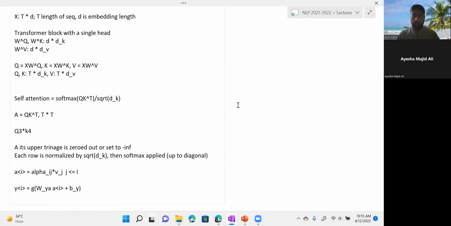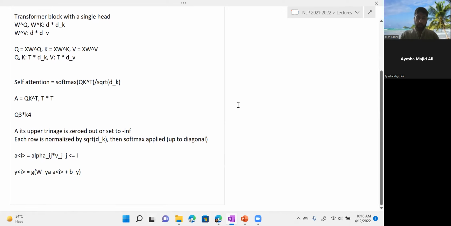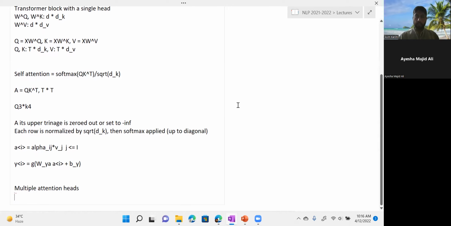So this is the basic single transformer block with a single output layer attached. Oftentimes in practice, we will have multiple self-attention heads in a single transformer block. What I've written so far is a single transformer block with one attention head. So usually we'll have multiple attention heads.